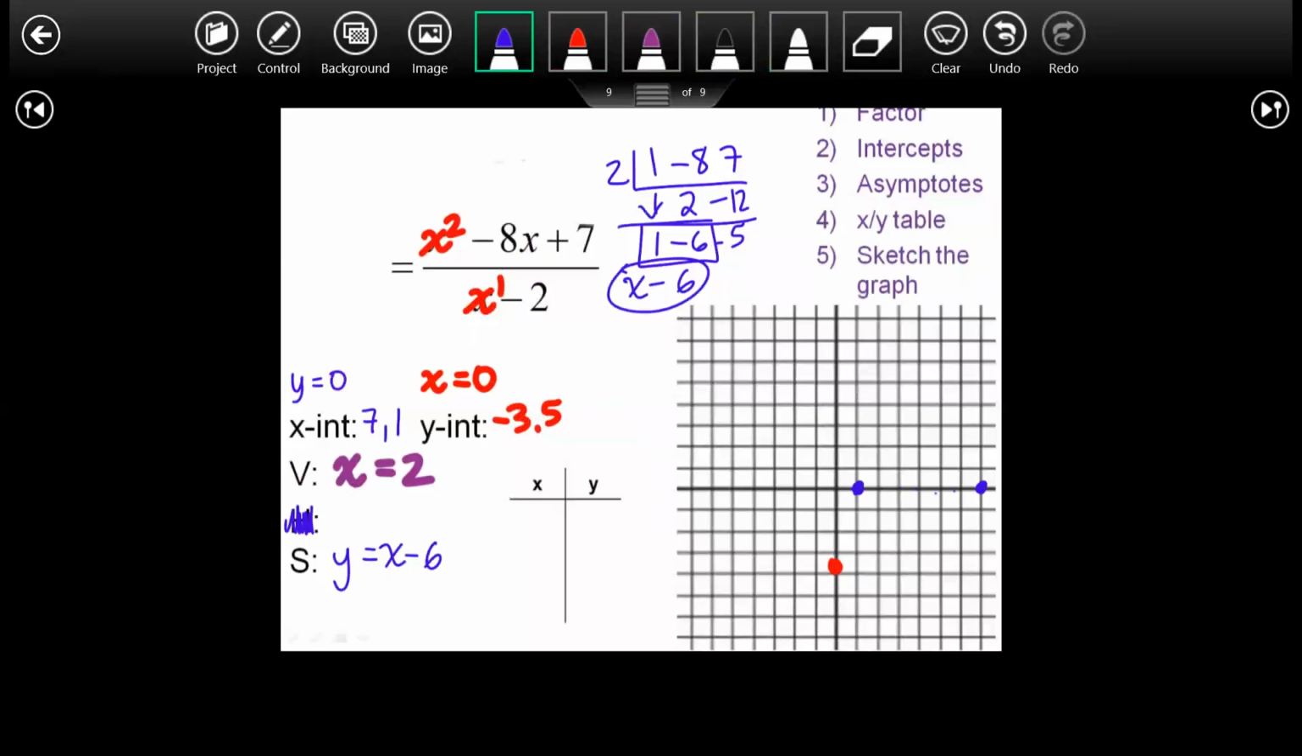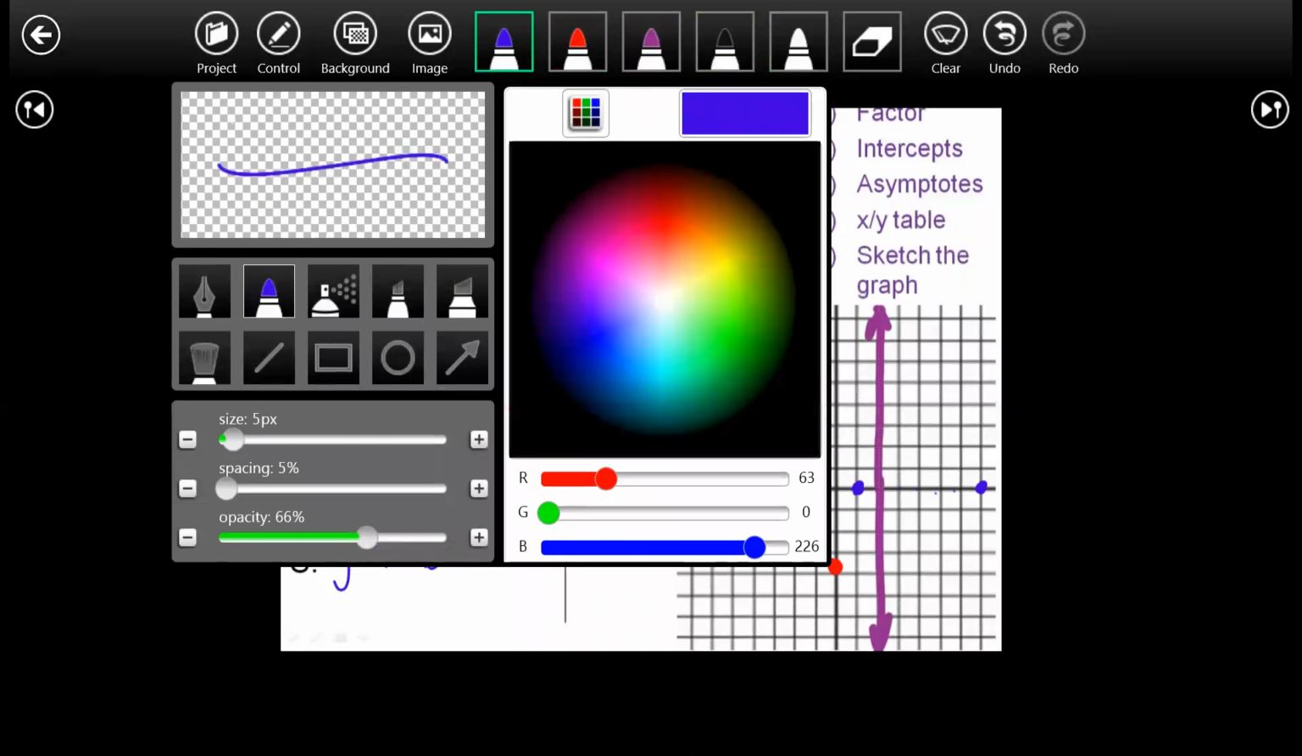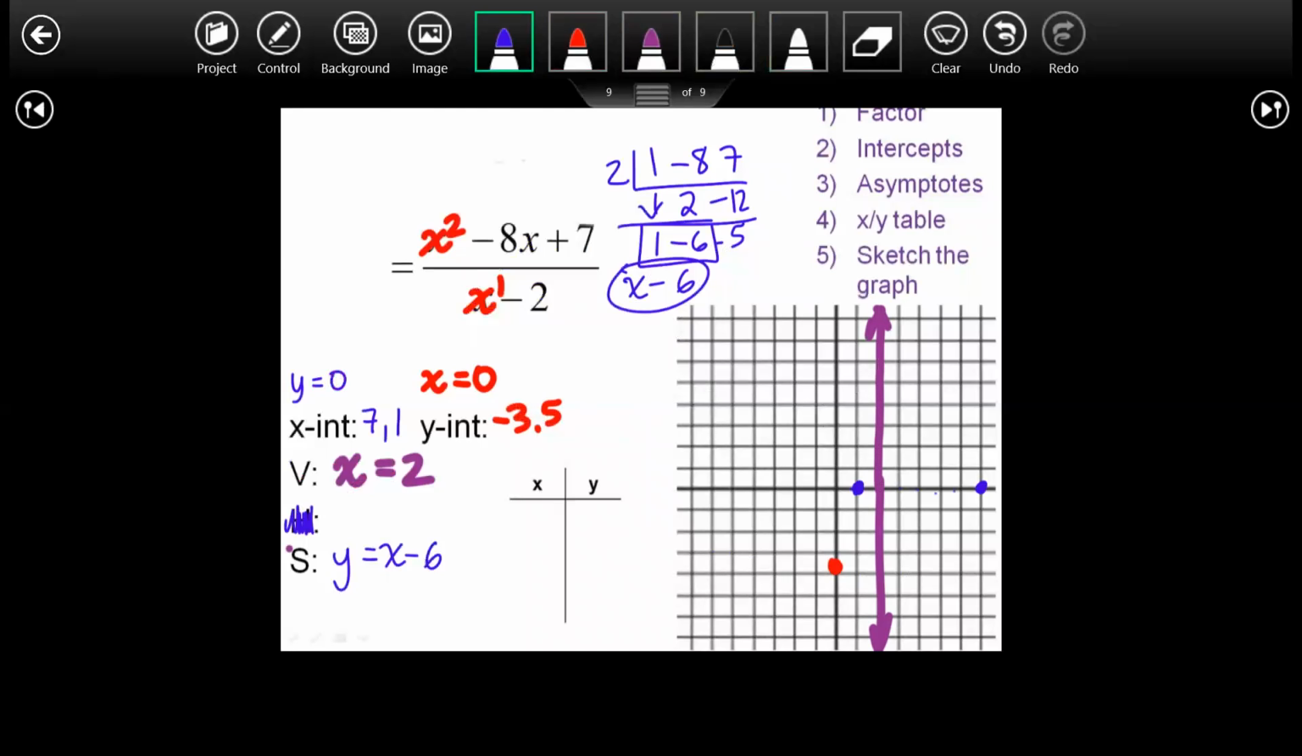Let's graph these two. Vertical asymptote at 2. Horizontal asymptote at x minus 6. So this tells me I got to go down 6. 1, 2, 3, 4, 5, 6. Up 1. I'm sorry? No, slant asymptote. Slant asymptote.